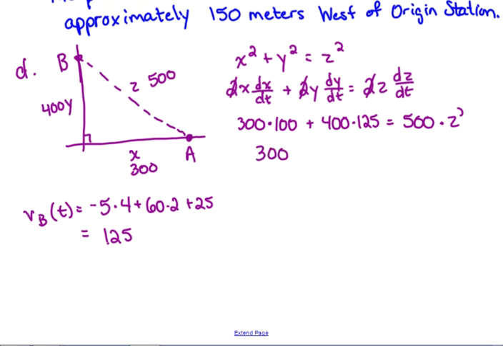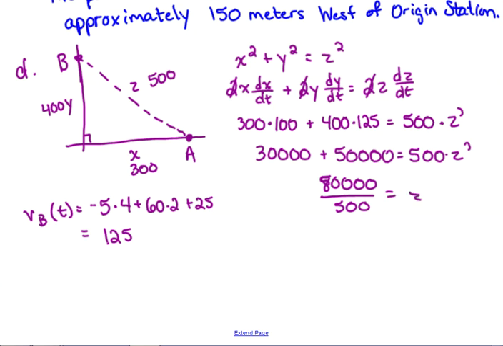So we've got 30,000 plus 125 times 4, 500, yeah, 50,000. There we go. So we've got 80,000 divided by 500 is equal to z prime. Cancel those zeros. 800 divided by 5. 5 goes in 8 once. 160.